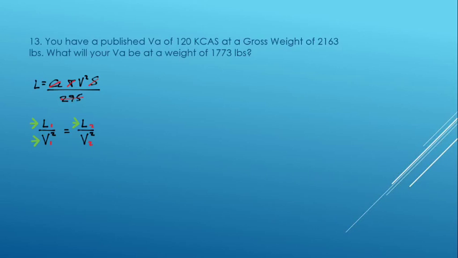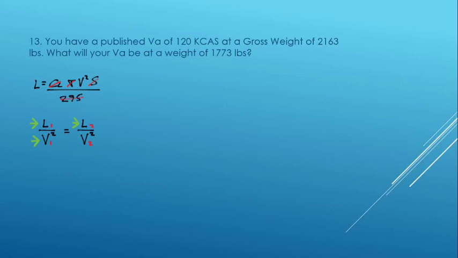This is a change in speed for a change in weight to give you the same conditions. In this case, it's VA. So we're given a published VA of 120 knots at a gross weight of 2,163 pounds. What will your new VA be at a lesser weight? You would expect that VA to go down.